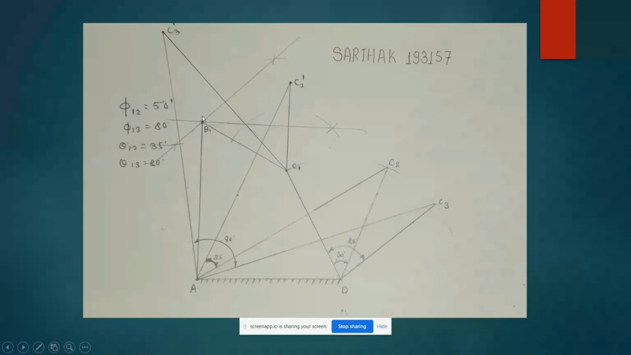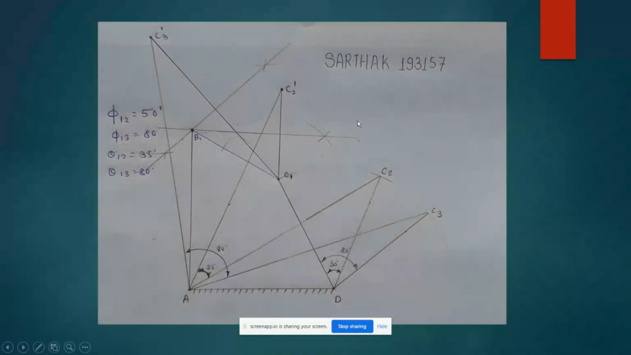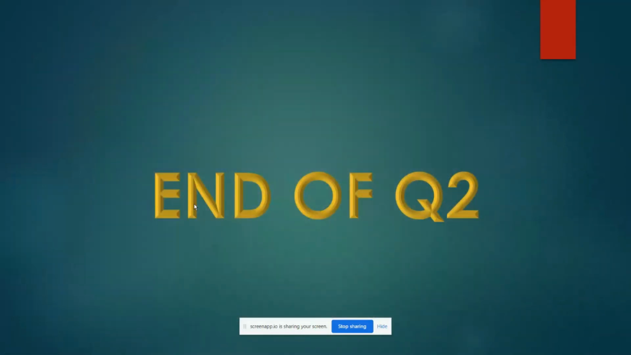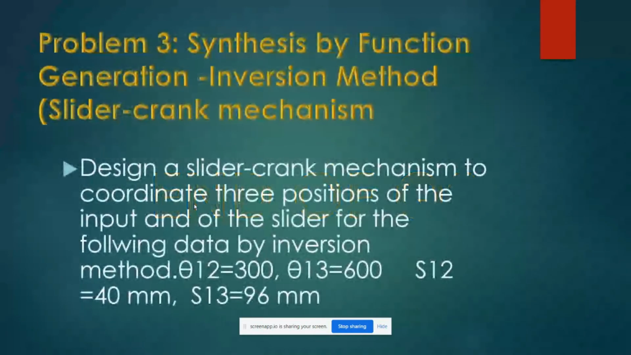Now after getting this B1 point, we already have the point A and D. And now A, B1 dash, C1 dash and D is the final 4 bar link mechanism. Now here we have ended with the question 2. Now let's see the question 3.